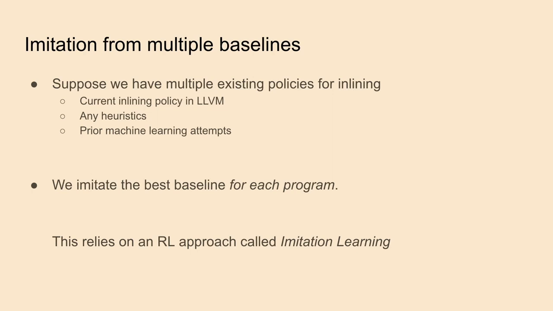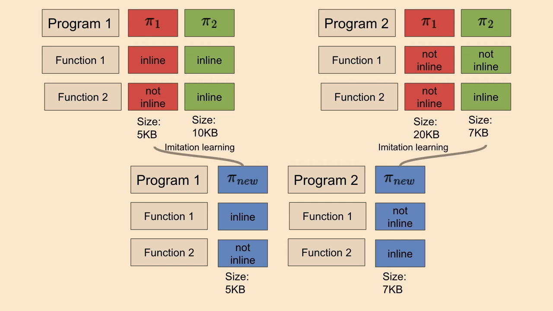After that, we are going to try to imitate the actions of the best policy per program. Okay, here is an example of how this is going to work. We have two programs and two baseline policies. For the first program, policy pi1 gives the smaller size, so this is the policy that we're going to try to imitate. For the second program, we have policy pi2 giving us the smallest size, so this is the one that we're going to try to imitate. Meaning, at the end of the day, we want to learn a policy pi new, which acts exactly as pi1 on program 1 and as pi2 on program 2. Okay.